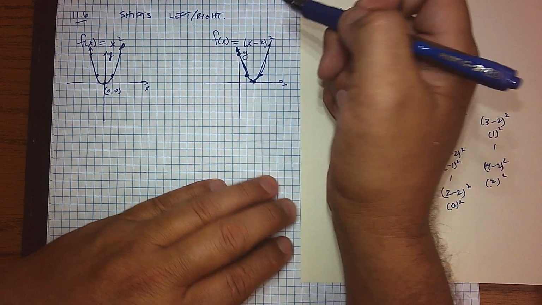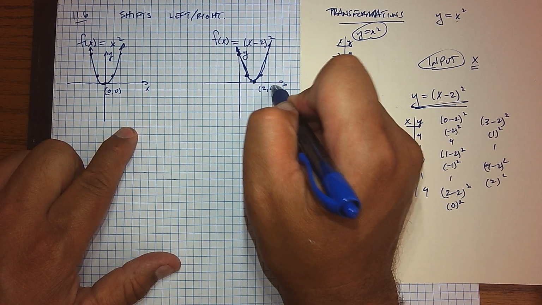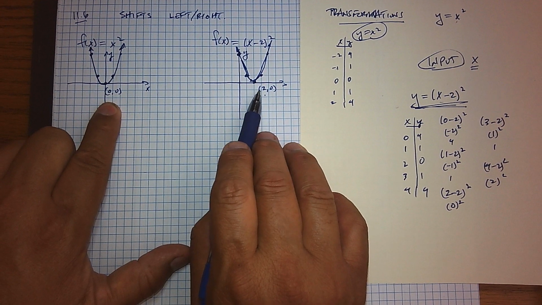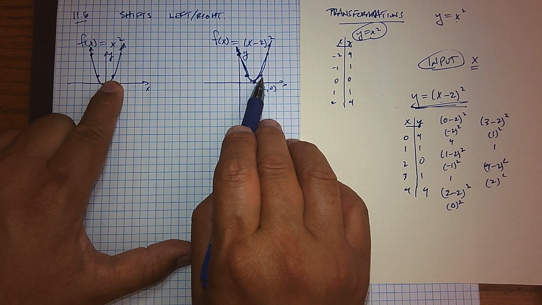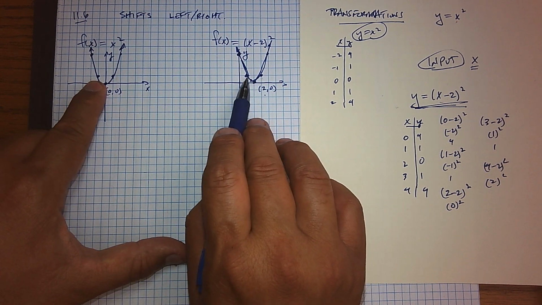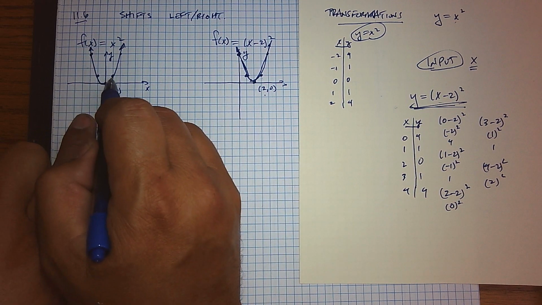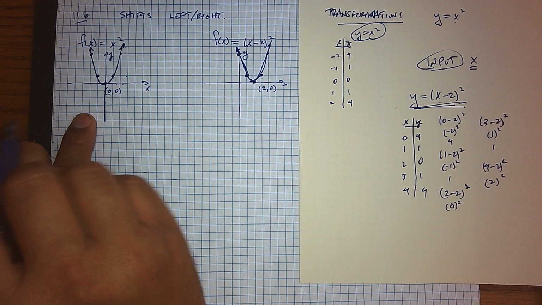In relation to the one that we had, notice what happened: my vertex is now sitting at (2, 0). It used to be at (0, 0), and it's now at (2, 0). The point (1, 1) is now at (3, 1), and the point that was at (-1, 1) is now at (1, 1). So it's like I took all these data points and shifted them over 2 units.